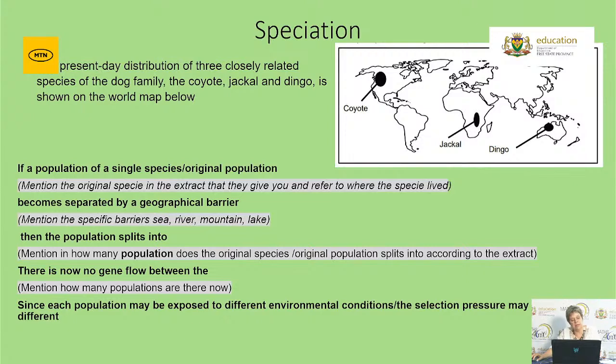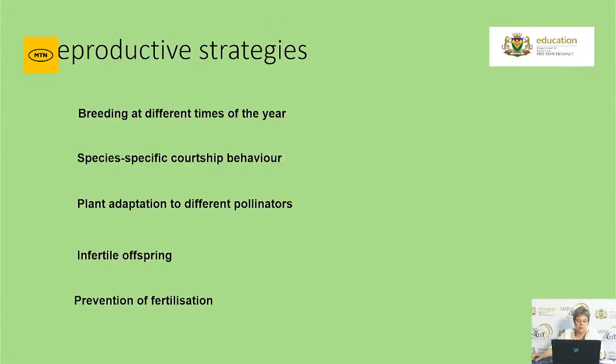But the opening statement is: if a population of a single species, the original population of the dog family, was separated by a geographical barrier, you name the geographical barrier. And for those three sentences, you will receive one mark. So it must be stated correctly. That is in speciation very, very important. Right.